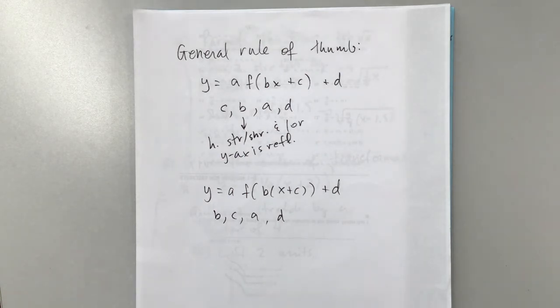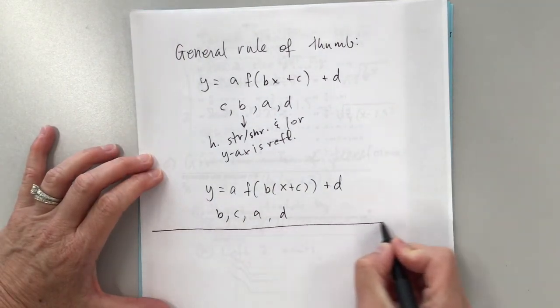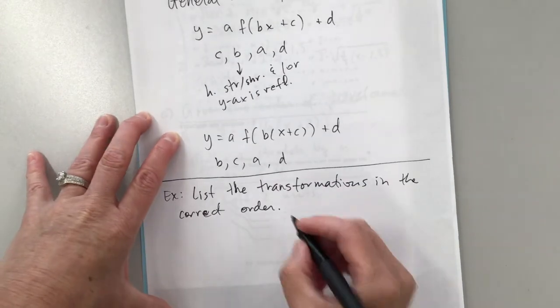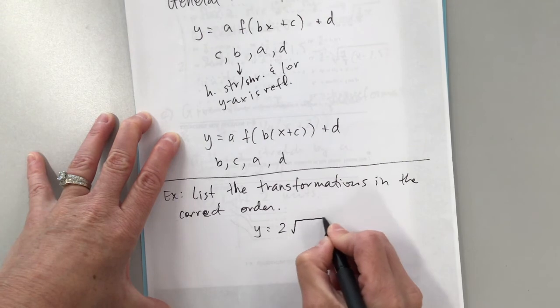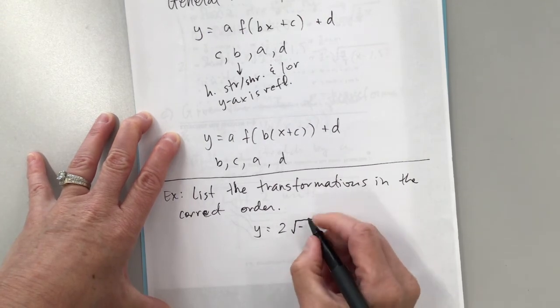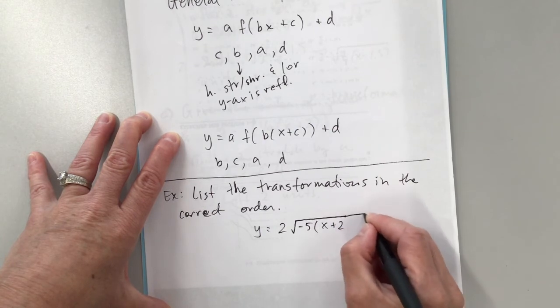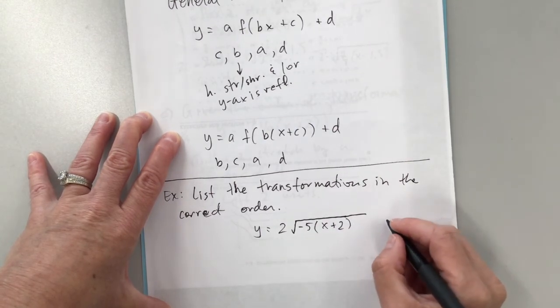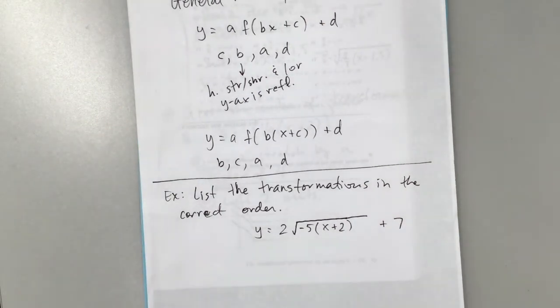All right, so let's put those into play. I'm going to have, say, y equals 2 square root of negative 5 times parentheses x plus 2, then outside the parentheses plus 7. Sorry, I drew that a little too long. All right, so pause here and think about what the transformations are in the correct order.